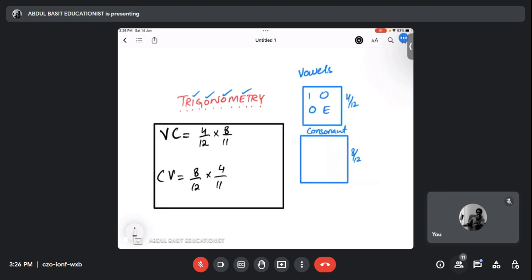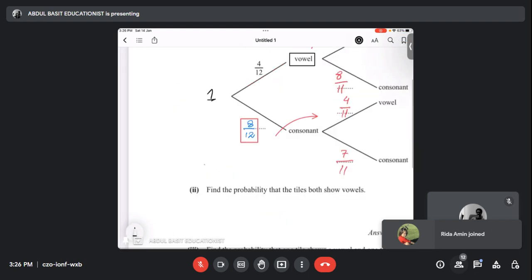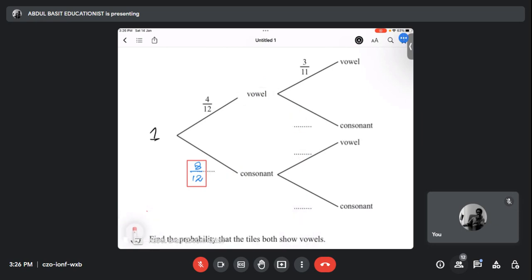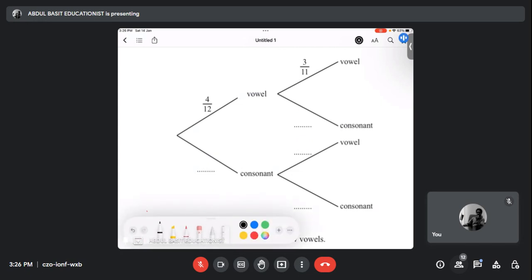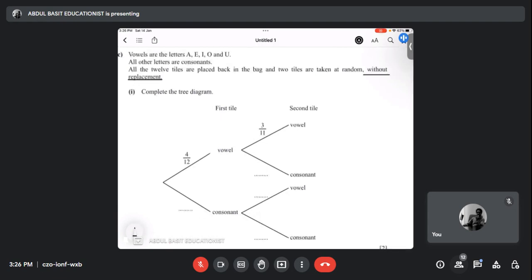Ishal, do you get this? Did you understand, beta? Yes, sir. Okay, I'm repeating the question once again. Rida, you left the class, so please pay attention now. Please look carefully at the tree diagram. The 12 letters, the vowels are the letters A, E, I, O, U. All the other letters are consonants, and all the 12 tiles, this is the same question about trigonometry. And all the 12 tiles are placed back in the bag and 2 tiles are taken at random without replacement.